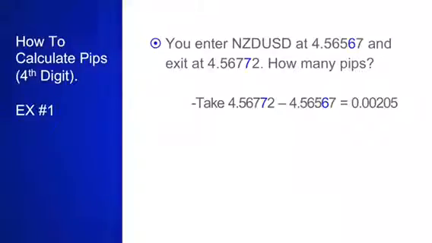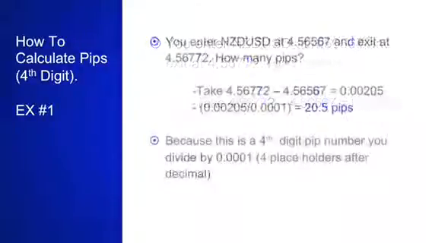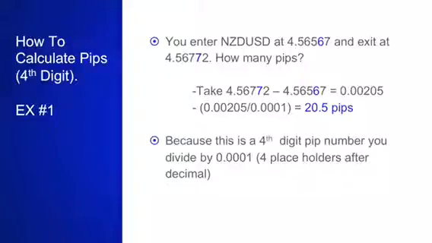The most important part is that you get that answer equals 0.00205. Now, one way that you can find out how many pips there were in this situation is you subtract them, and then you divide by 0.0001. It is going to equal 20.5 pips.